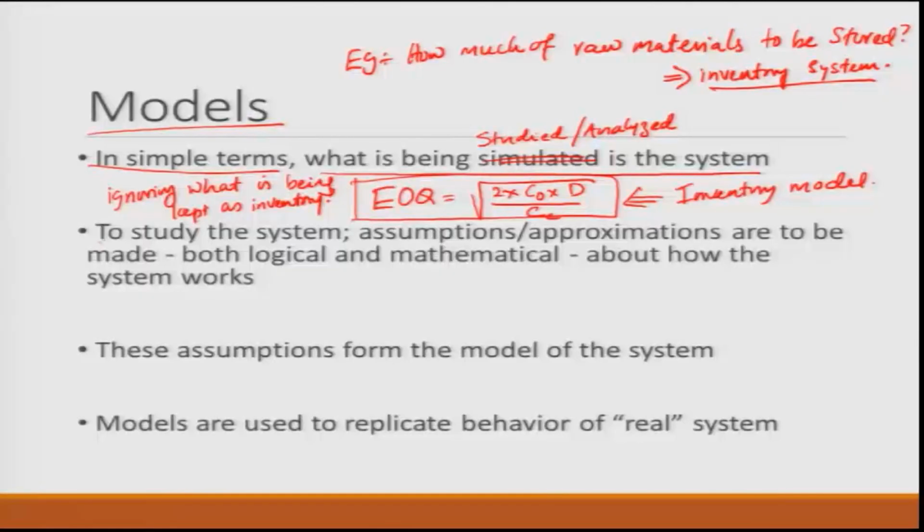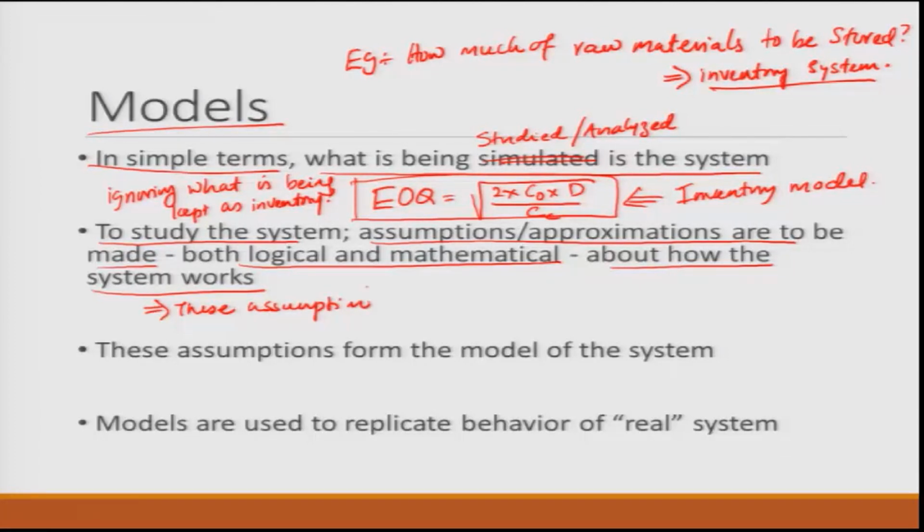So, to study the system, okay, assumptions or approximations are to be made. We make assumptions and approximations, both logical and mathematical, about how the system works. So, these assumptions to a large extent help us in making the models. These assumptions help us in the modeling of the system. Okay. So, the assumptions help us to form the model of the system.